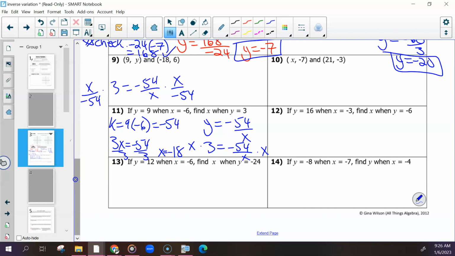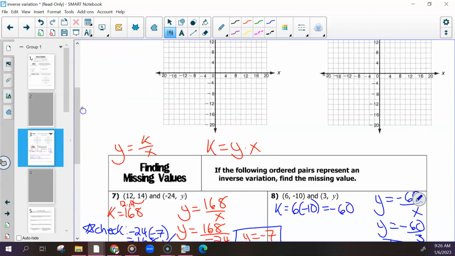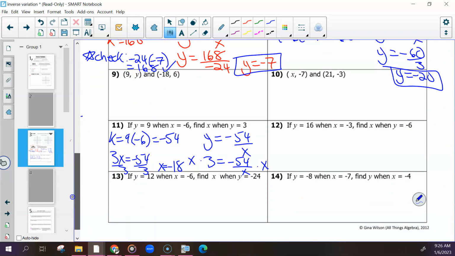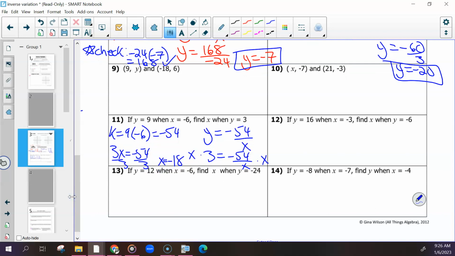We wouldn't want to flip the whole thing because then we'd be dividing by 54. We don't want that. So just multiply both sides by x and then divide by whatever the other number is. Questions on that one before we do one more?